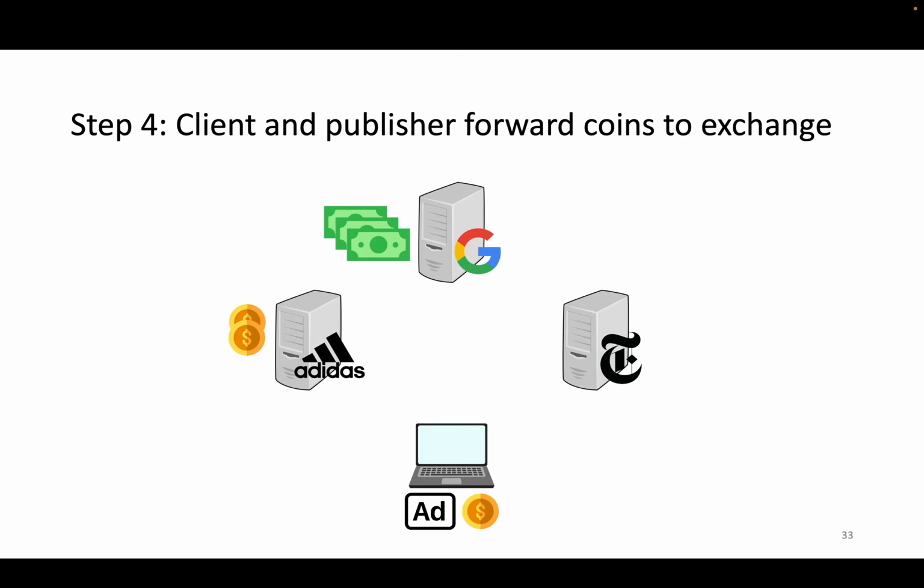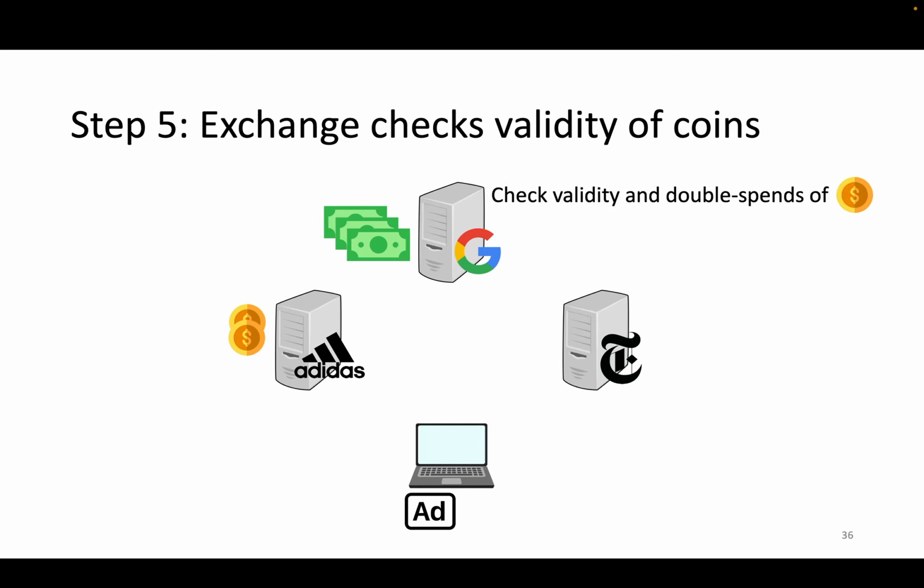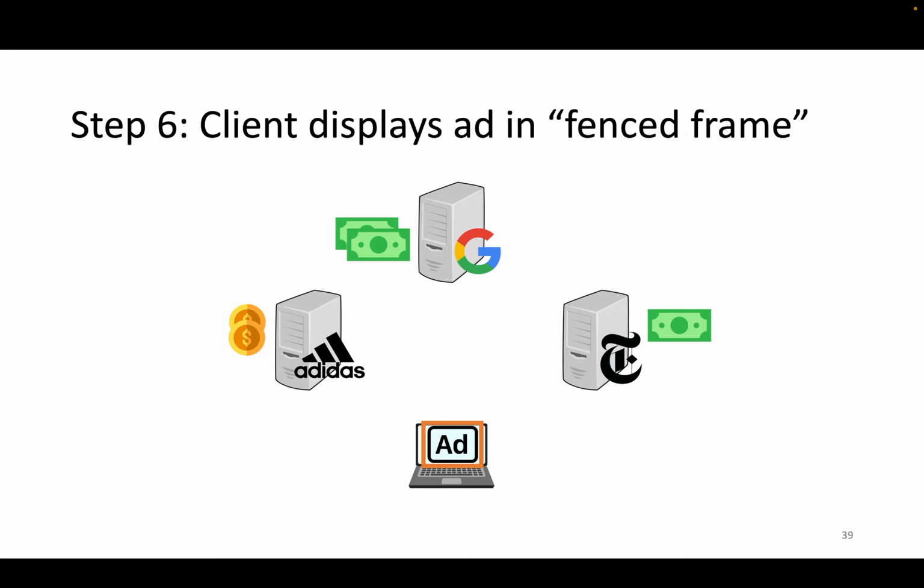The client forwards the coins to the publisher, who in turn redeems them with the exchange. The exchange checks the validity of the coins and if they've been double spent. And if the exchange accepts, then it returns fiat money to the publisher. The publisher notifies the client that the payment was successful, and the client displays the ad in a fenced frame.